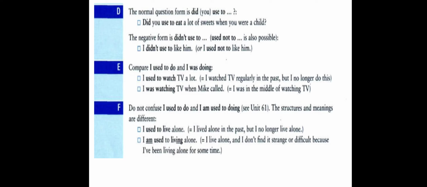D. What is the question form of used to plus the base form? Used is a past verb, so we must use did in the question in order to form a yes or no question. So we use did and we change used into use. So it becomes, did you use to eat a lot of sweets when you were a child? A habit when you were a child.